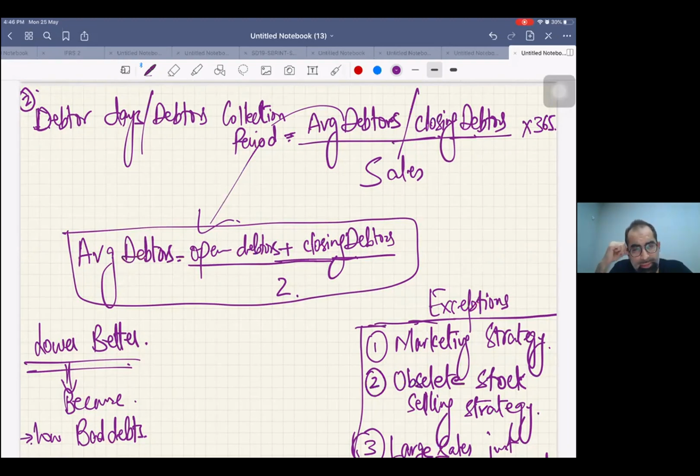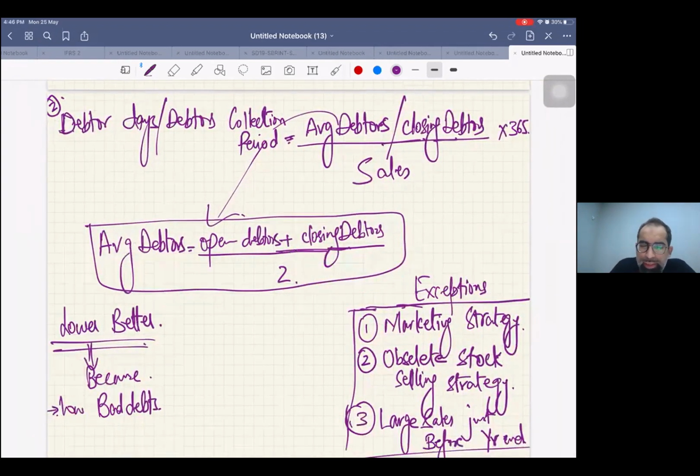Okay, right? Now, normally everybody says that lower debtor days are better. Now let's start the exceptions game. Exceptions, this is exceptions. What do you mean by exceptions? Exception means sometimes increasing or high debtor days are not bad.